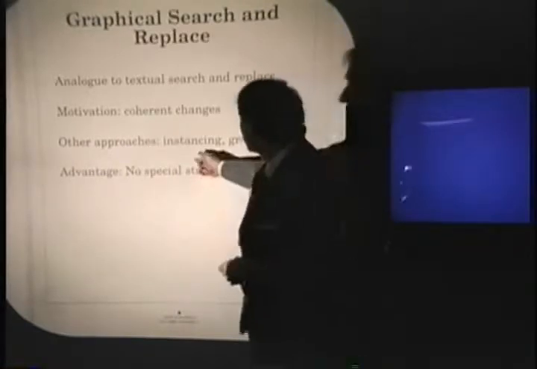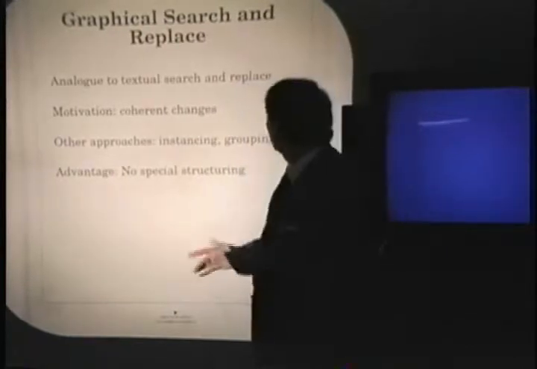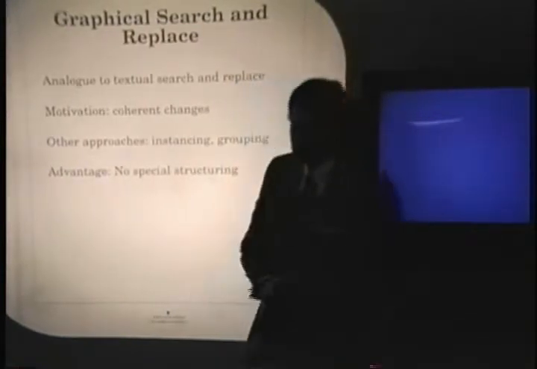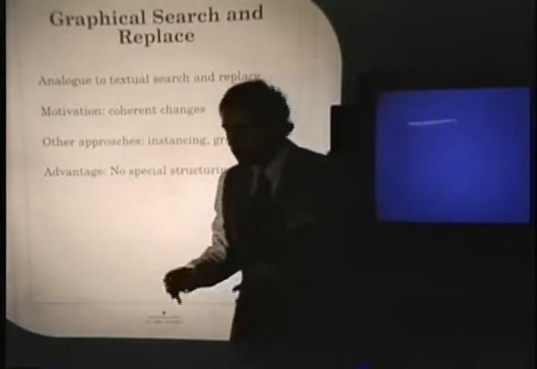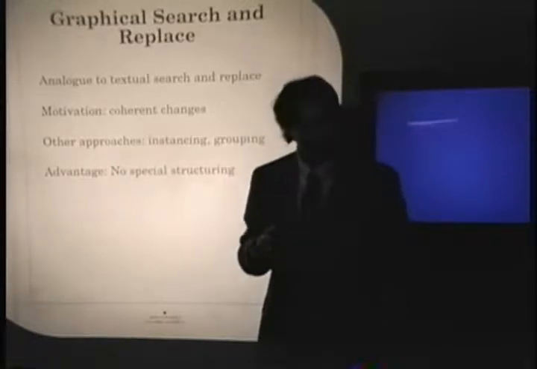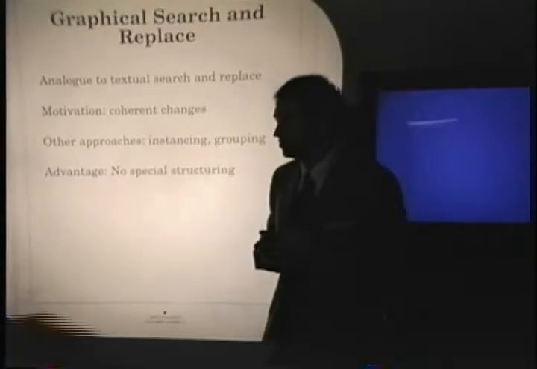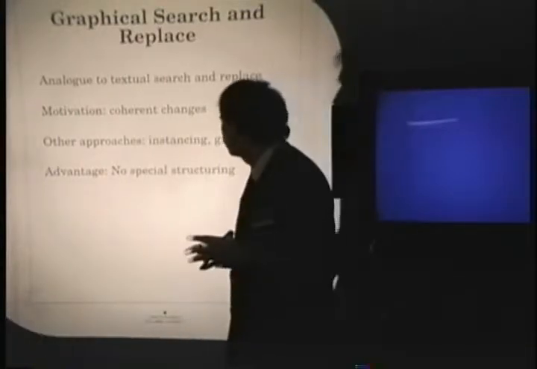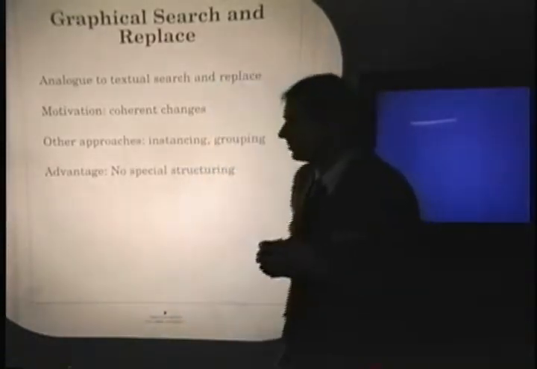I mentioned instancing in the previous slide with respect to Ivan Sutherland's Sketchpad system. Commercial graphical editors such as MacDraw all have a grouping operation which allows the user to select multiple objects and to place them together in a group, and this group can in turn be selected and the graphical attributes of all the objects in the group can be modified at once. The disadvantage of both of these techniques, however, is that they both require special structuring of the document.